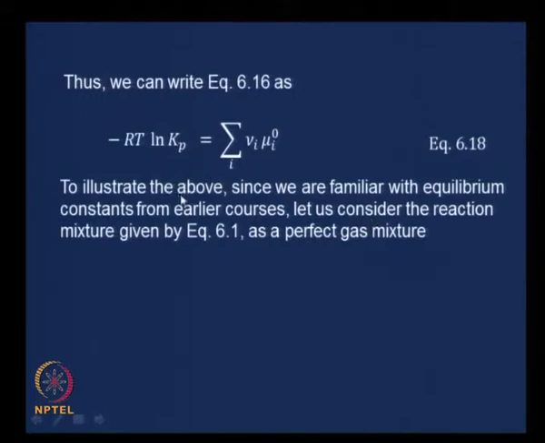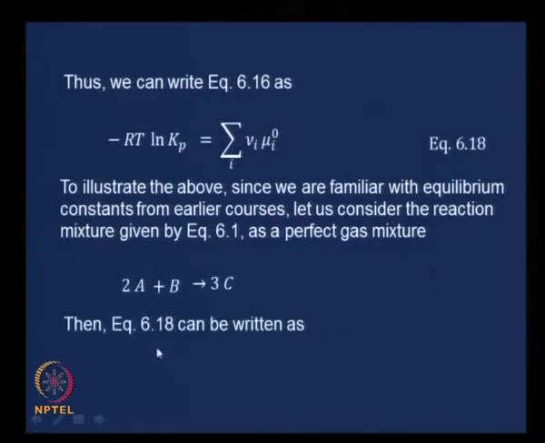And to illustrate the above, to get it into familiar territory, since we are familiar with equilibrium constants from earlier courses, let us consider the reaction mixture given by equation 6.1, which is 2A plus B giving you 3C. Let us consider that for a minute to be a perfect gas mixture. In such a case, equation 6.18 for this particular reaction can be written as minus RT ln Kp. What is ln Kp?